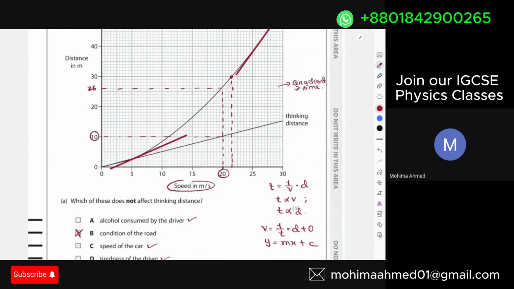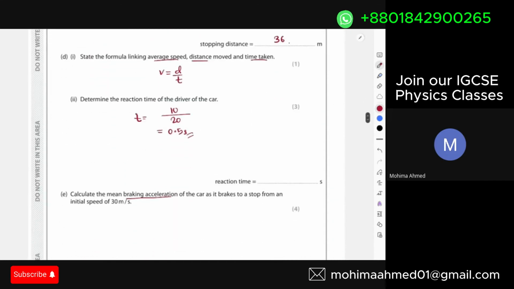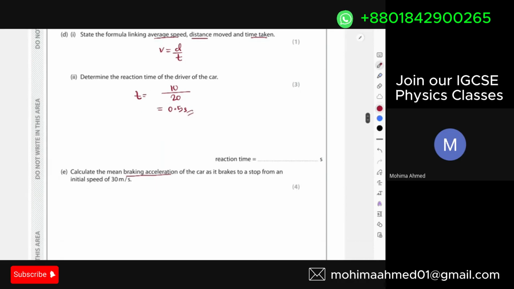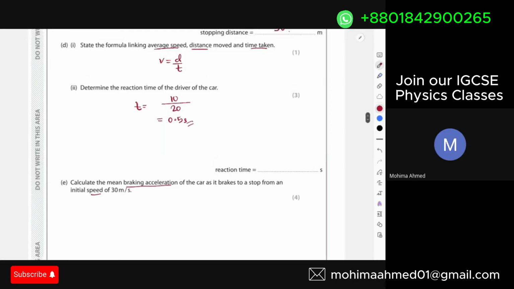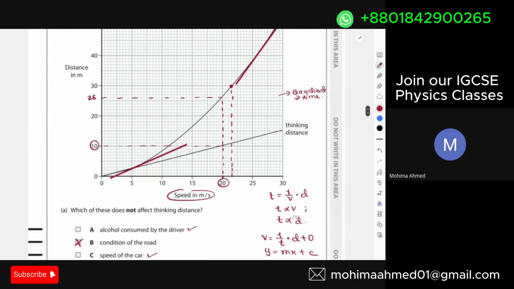Over here, they were talking about the value for the graph, where the object was moving with constant velocity, right? I think it was written over here. Braking acceleration of the car as it travels from initial speed of 30 meters per second. This time they're asking about braking acceleration, but they have used the term speed. They're asking of the car as it brakes to stop from initial speed 30. So initial speed is 30, time is 0. And what will be the value for time in this case when the velocity is 30? When the velocity is 30, time would be 23, as I've already stated.